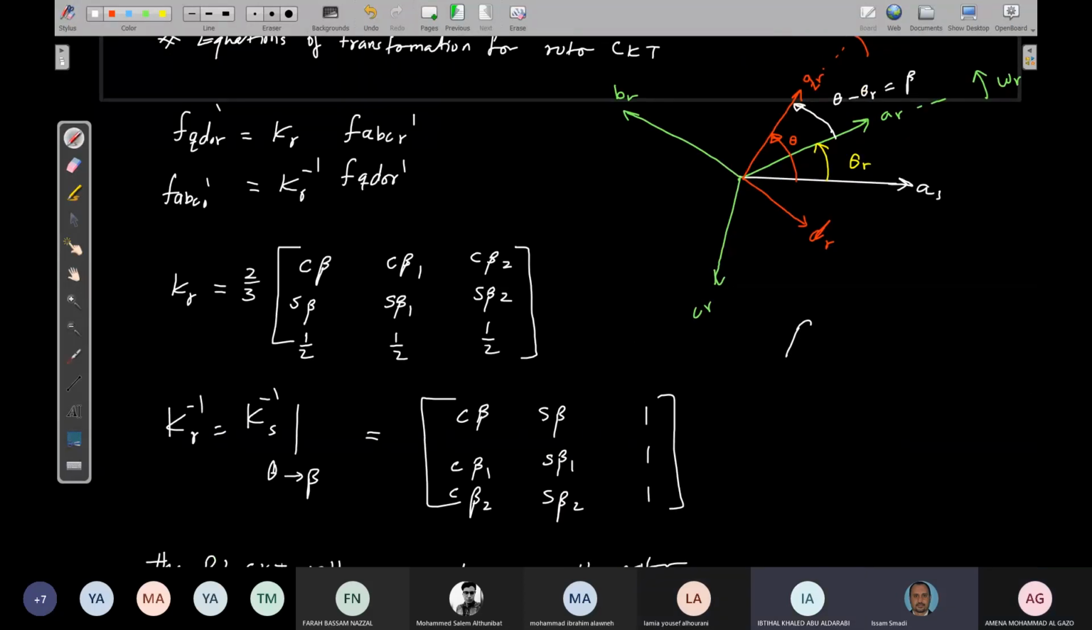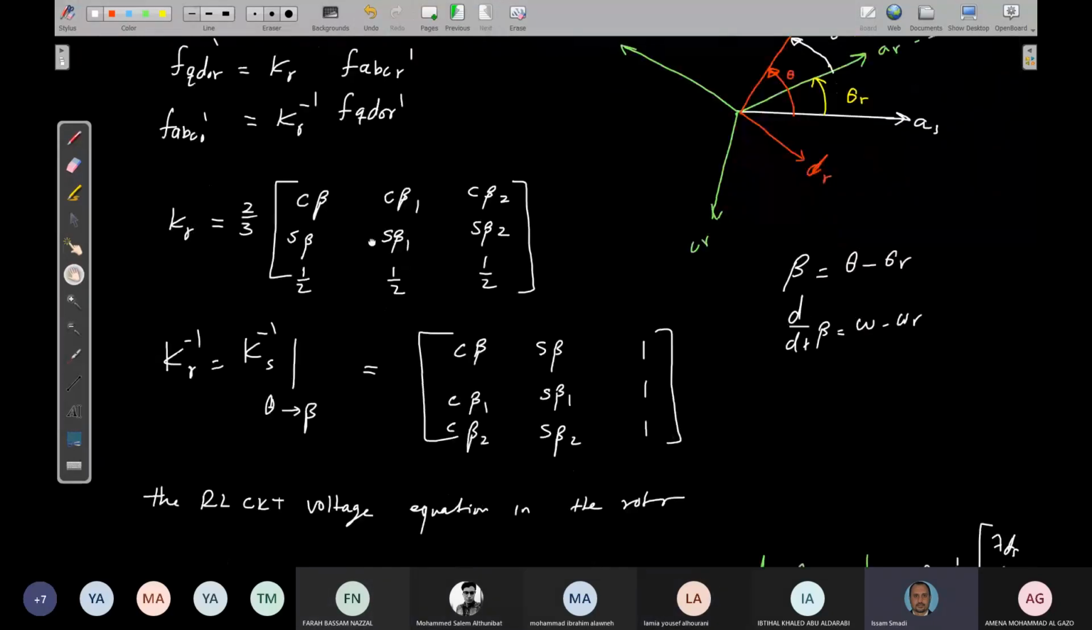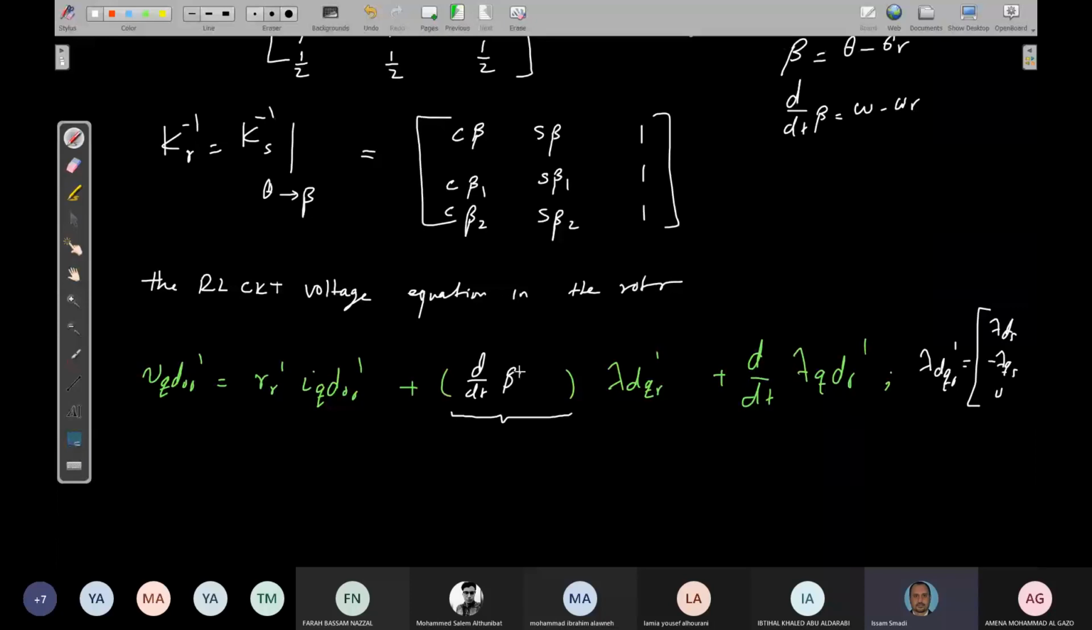So beta is equal to theta minus theta R. So d by dt of beta will equal what? Omega minus omega R. So simply now I'm ready to write the voltage equation in the DQ reference frame for the symmetrical induction machine, with omega minus omega R. Good.